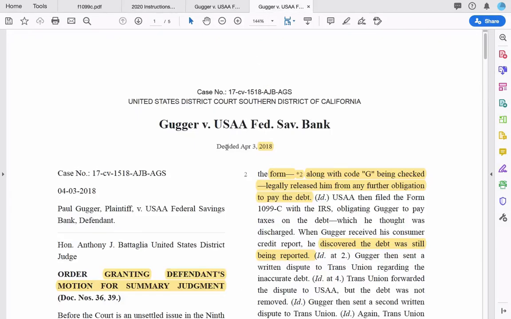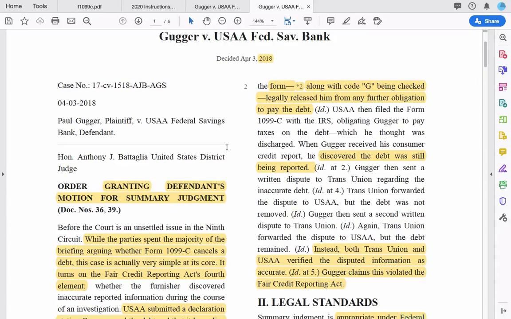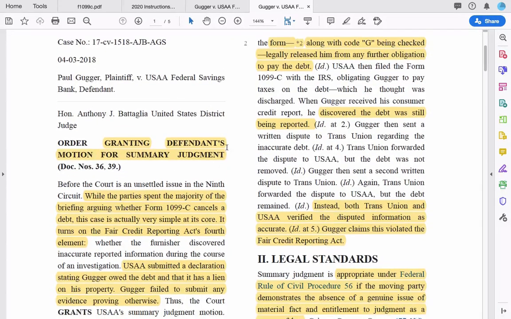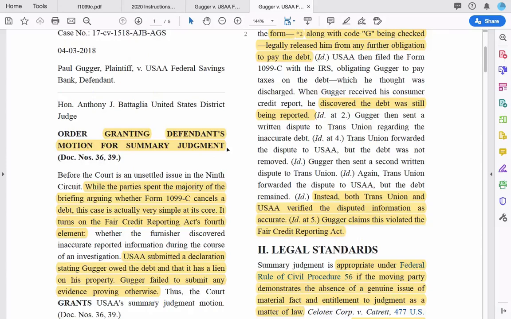So this is the follow-up case. Now, in this case, we have a summary judgment. So you remember in the 2017 version of this, it was a motion to dismiss. So we're not looking at any evidence, just what did the plaintiff, the consumer, allege in the complaint. Now we're looking at evidence. And so the judge says, while the parties spent the majority of briefing arguing about whether Form 1099-C cancels the debt, this case is actually very simple.